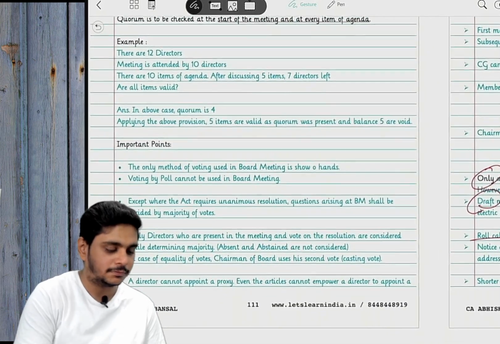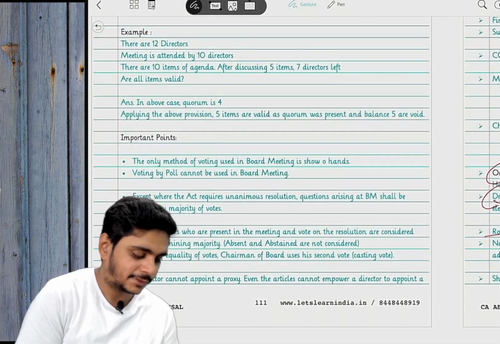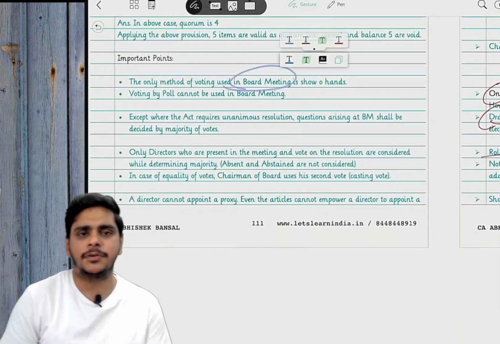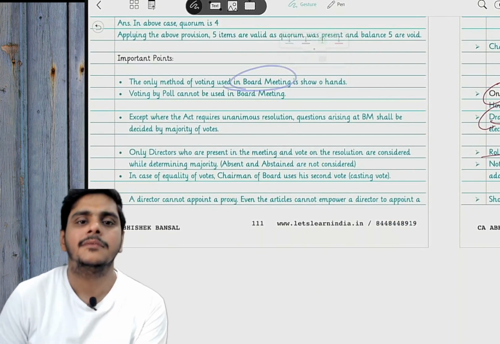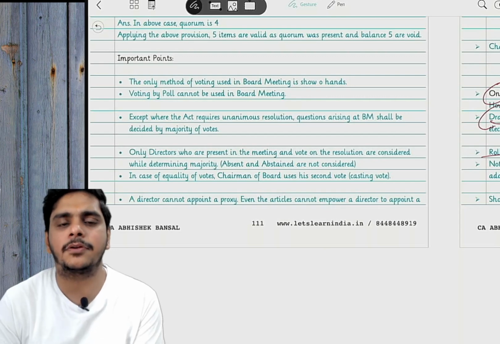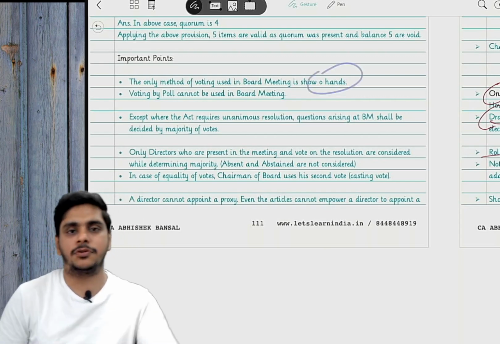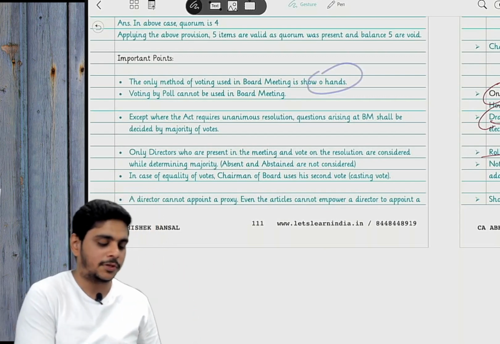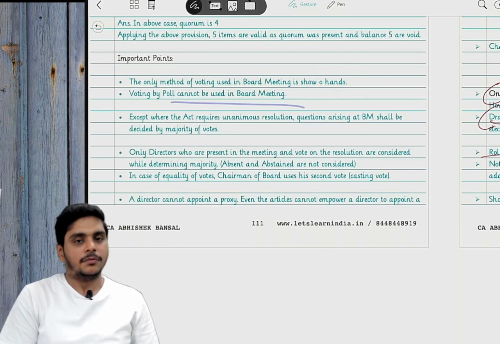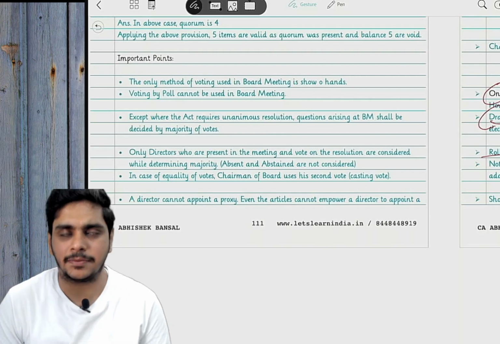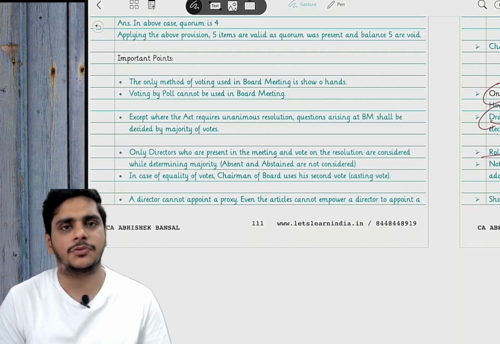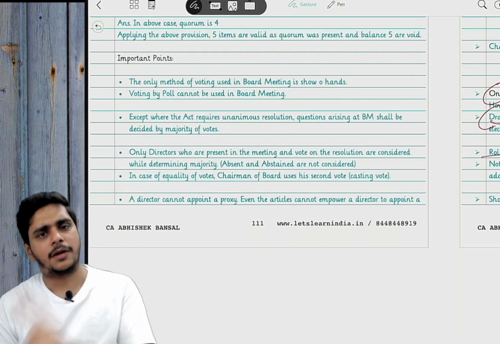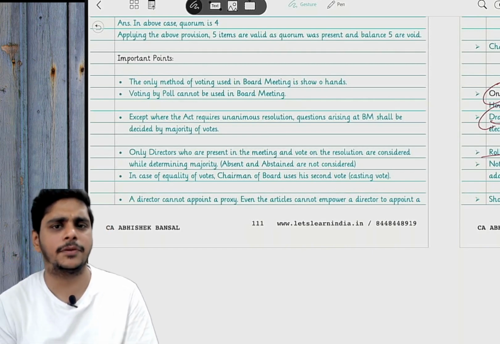Then, important points. This can be used in the MCQ part or maybe the objective part. The only method of voting in a board meeting is show of hands. Voting by poll cannot be used in a board meeting, except where the Act requires a unanimous resolution. Unanimous means basically 100%. There are 2 sections where we require 100% approval of the board.